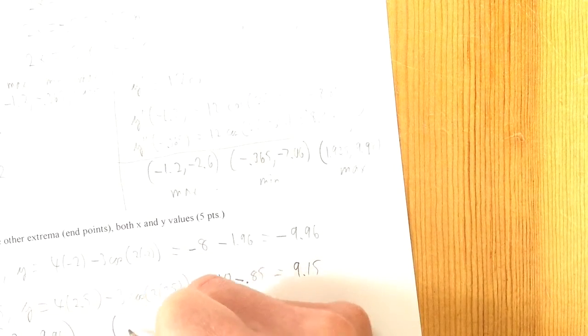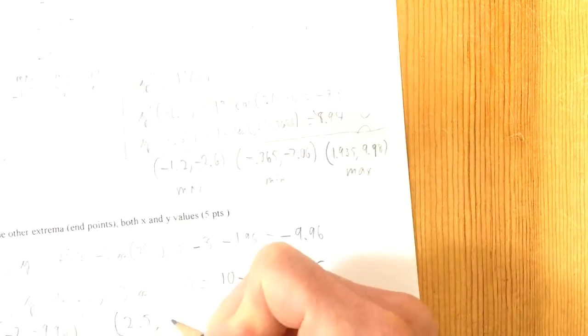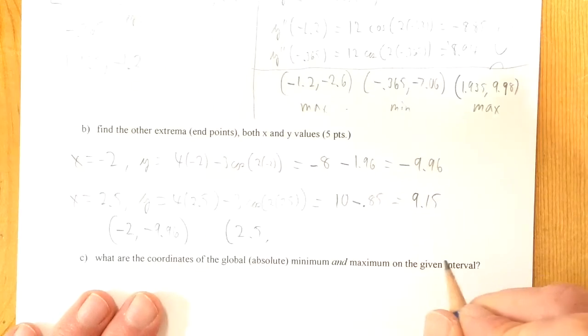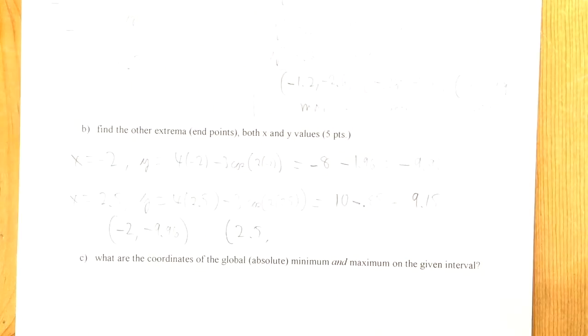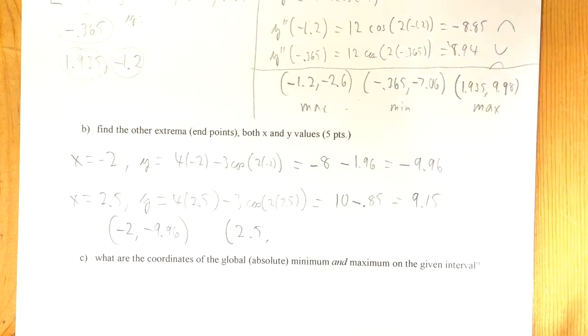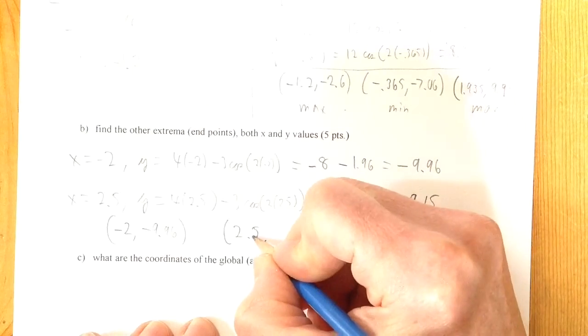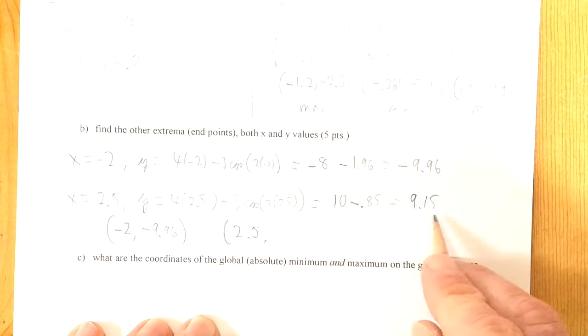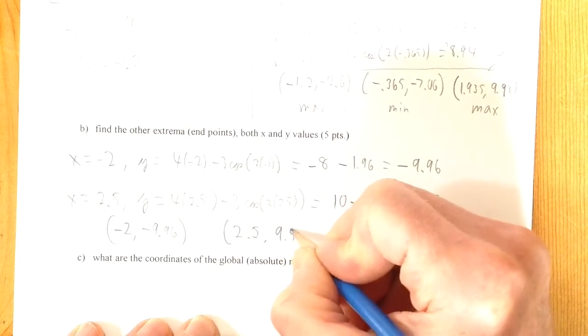Okay, so these points then are -2, comma, -9.96, and 2.5, comma, okay, hopefully you can see all this. Yep, I think I'm under the camera now. 2.5, comma, 9.15.